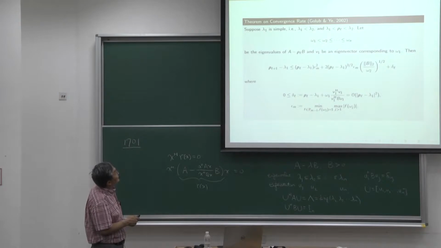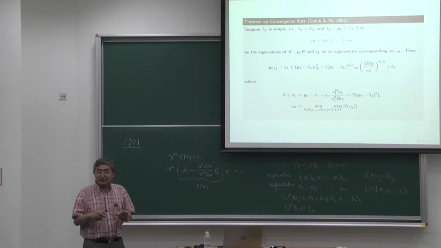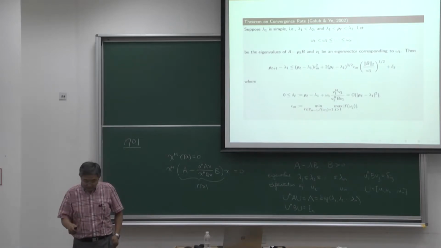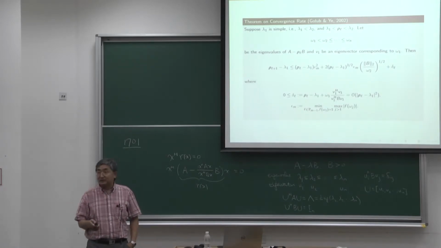And this omega is the eigenvalue of A minus rho L B. So given rho L, A minus rho L B is a Hermitian matrix, n by n, whose eigenvalues are also real, and we list them from small to large. And because this rho L is between lambda 1 and lambda 2, this omega 1 has to be negative. Okay, because A minus rho L B is going to be indefinite.